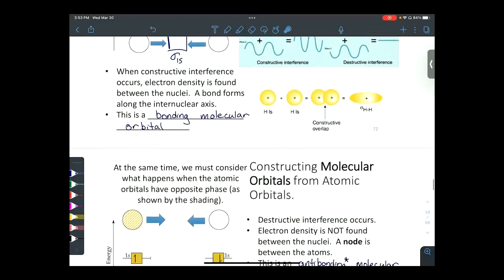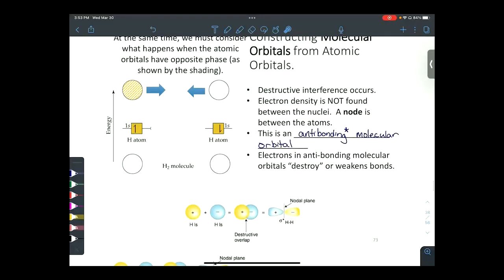On the other hand, if we can have constructive addition, we can also have destructive addition between atomic orbitals. This is that second molecular orbital. I said if we combine two atomic orbitals, we get two MOs out. The first one was the bonding MO. This is the anti-bonding MO, the top one, where the phasing is opposite. See how the phasing's opposite here, but in here it's the same?